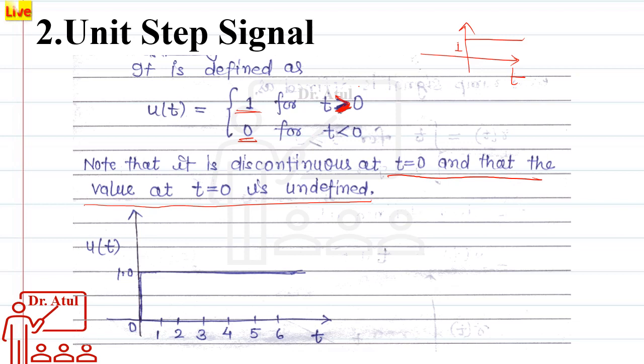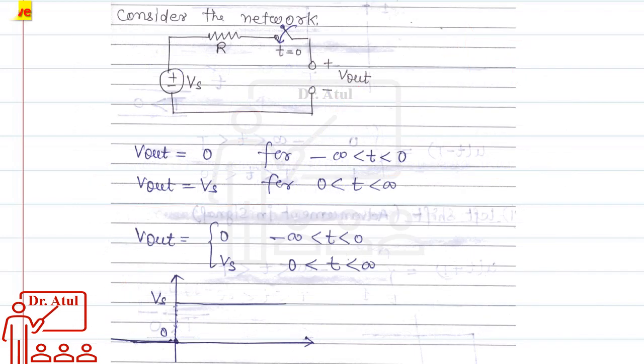But as I told earlier, many times we take the final value as the value of the function where it is undefined. So sometimes it is taken as 1 also. One practical example: how can we generate a unit step signal? Here I have taken one battery source. It is connected to a resistance, then to a switch, and here we connect a voltmeter that gives the reading of the voltage.